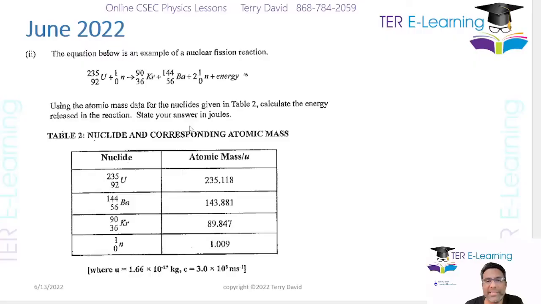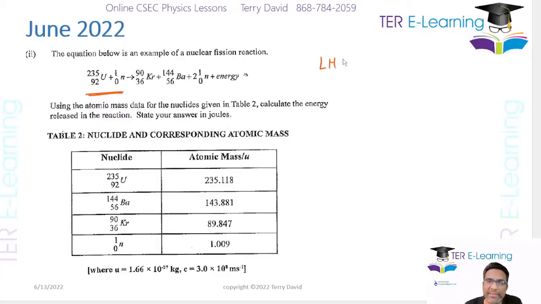Using atomic mass data, calculate the energy released in this reaction here. So there are 2 things we need to do. We need to find the total mass on the left, total mass on the right, and then from there we can work out the energy that is released in the reaction. On the left hand side, we have this uranium-235 and 1 neutron.